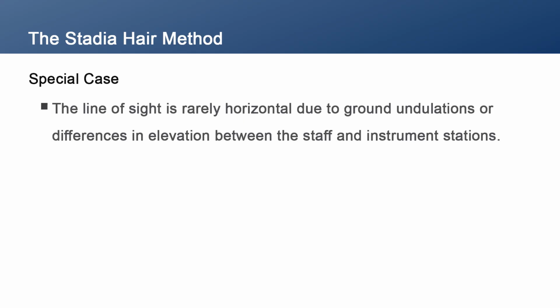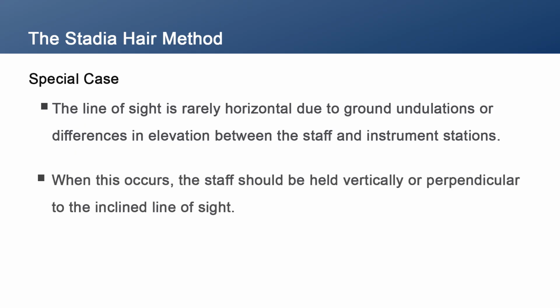But in practical scenarios, the line of sight is rarely horizontal due to ground undulations or difference in elevation between the staff and the instrument station. When this occurs, the staff should be held vertically or perpendicular to the inclined line of sight.